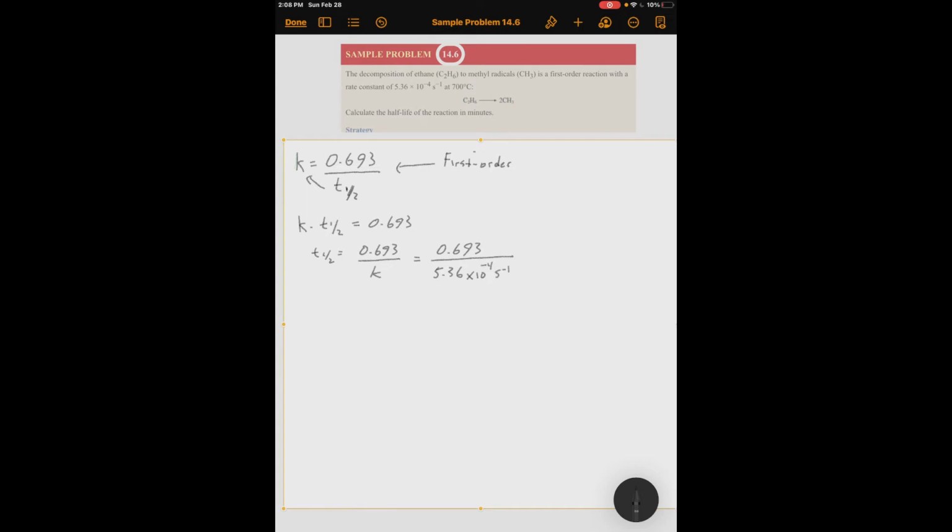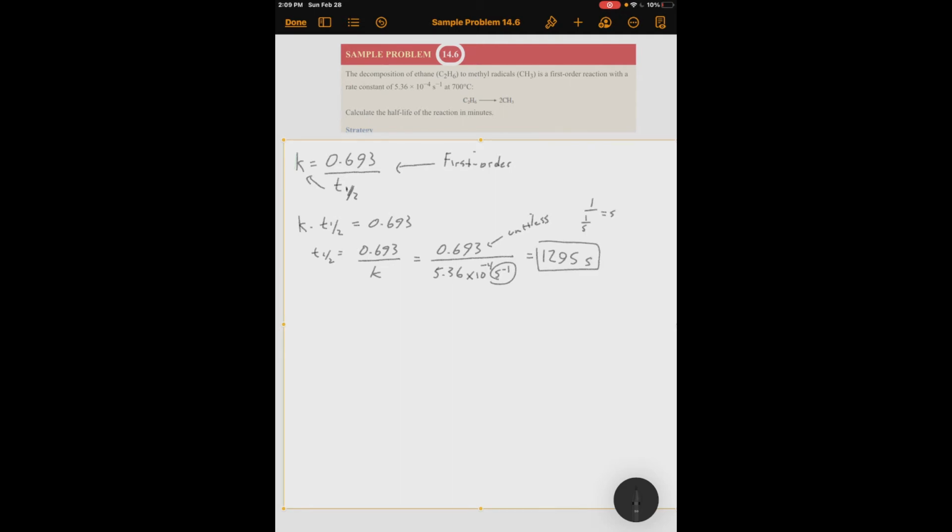Okay, so we just take this ratio, 0.693, divided by 5.36 times 10 to the minus 4, and you get 1295. Now, what do you think the units are? If you're taking something that's unitless, this right here is unitless, doesn't have any units. Okay, but we have reciprocal seconds. So really what we have is 1 divided by 1 over seconds, which is just seconds. Okay, so there's our answer in seconds.